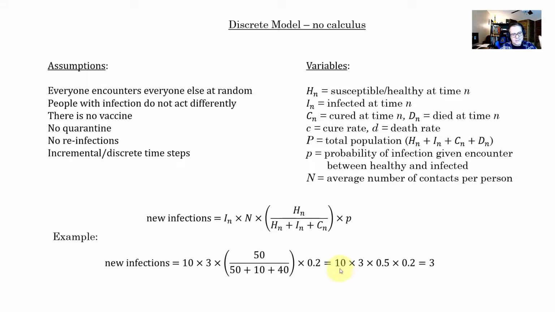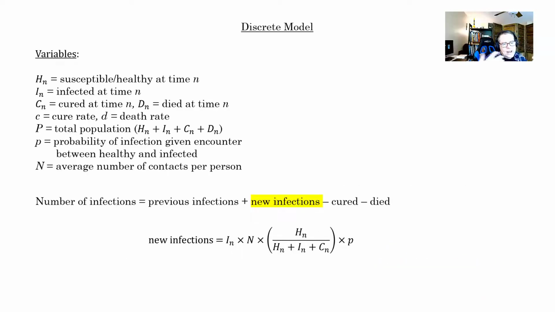So a quick way to say that might be: there are 10 people that are infected times 3 interactions is 30 interactions, but say only half of those are with people that are susceptible, and only 20% of those actually lead to transmission of the disease. So you end up with 3 new infections in that particular example. So what I've just calculated there is the number of new infections, and that would be added to the number of previous infections. And then we would subtract the number of people that have been cured, and we subtract the number of people that have died. And I'll just make the comment one more time that it's an assumption in this model that once somebody is cured, they can't be reinfected. That's a simplifying assumption that we'll use in this simple model.